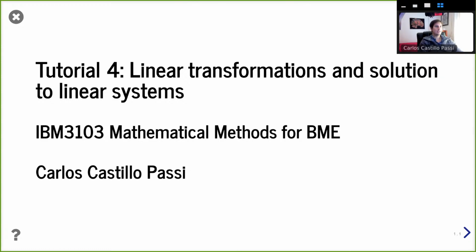Welcome everyone. For this tutorial, we'll see how to apply linear transformations and how that relates to the solution of linear systems and the concept of invertible and non-invertible systems. This TA will be a little bit shorter than usual because I know you're probably busy with your homework.